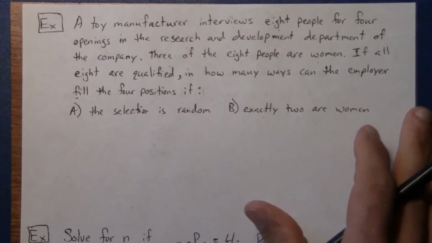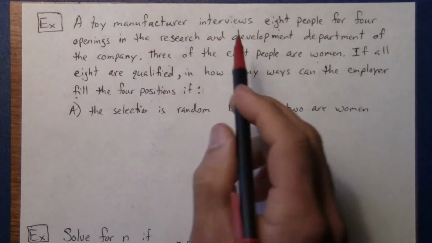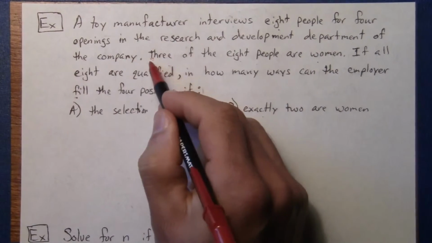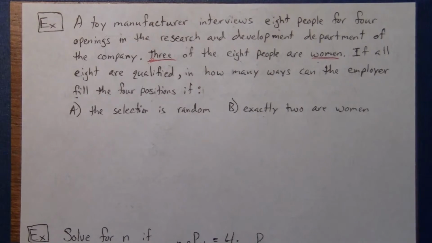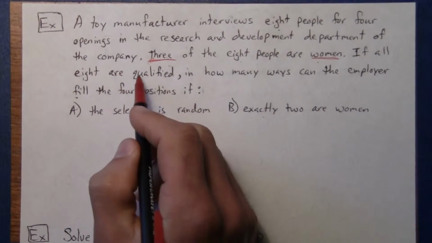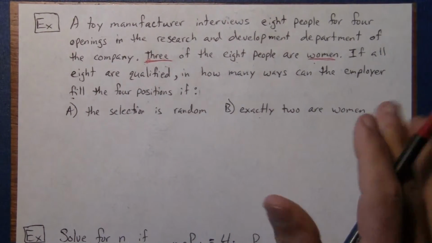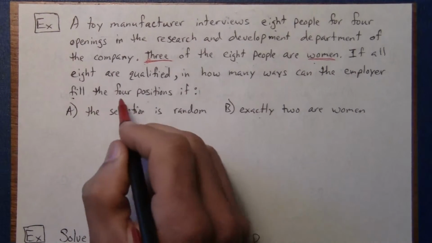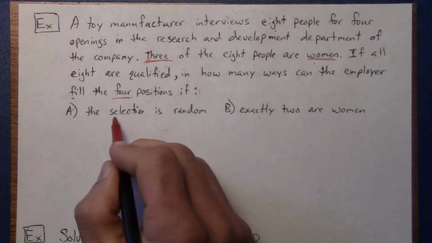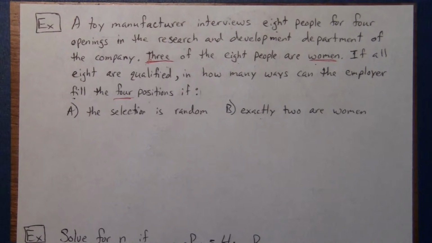Alright, we are on to the third problem. A toy manufacturer interviews 8 people. 3 of the 8 are women, which means 5 are men. If all 8 are qualified, so we're not restricting anyone for any reason, how many ways can the employer fill the 4 positions? And it says the selection is completely random.